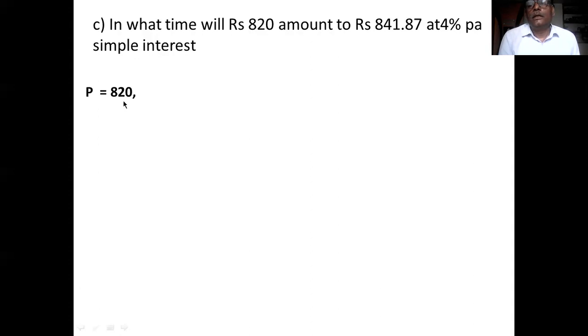Principal is 820. Then amount is 841.87. Then R is equal to 4%. Clear? Then N is equal to question mark. I don't know it. They asked to calculate the period. Therefore, N is question mark.